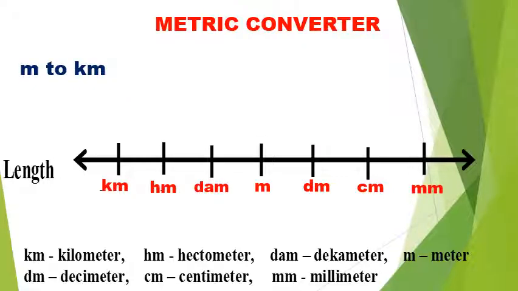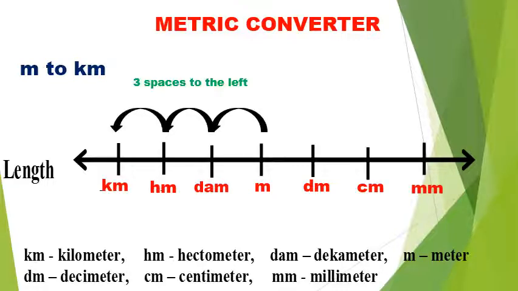So, another example for that. Alright, how about if you want to convert a meter to kilometer? Okay, first we need to identify the unit that we want to start with, and that is meter, and the unit that we want to end with, which is the kilometer. So the distance from meter to kilometer is, we have 1, 2, 3. So meaning there are 3 spaces going to the left.